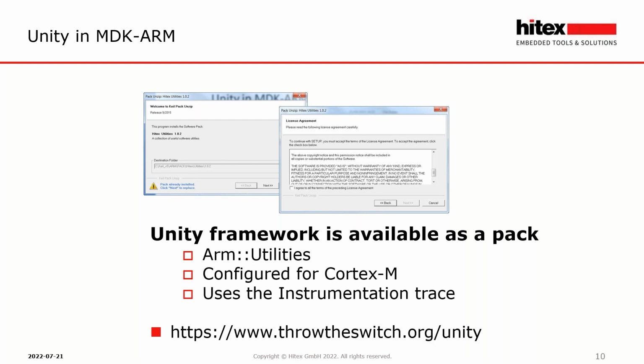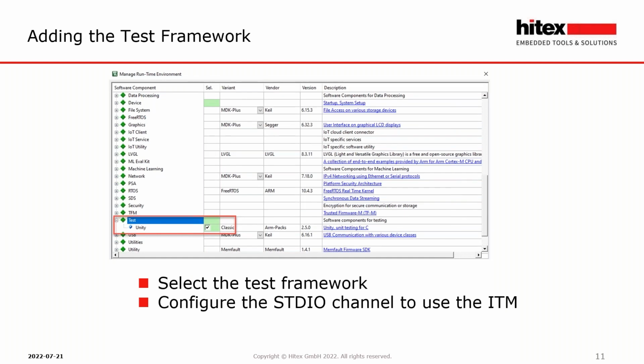Once you've added the Unity framework to your development tool, when you create a project, within the runtime environment, the testing utility will now be available in the runtime environment manager. So here we can simply select it via a tick box, and then it will be added to our project ready to use.